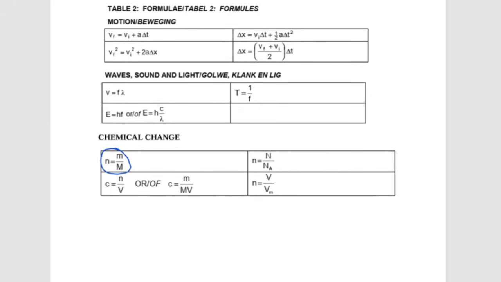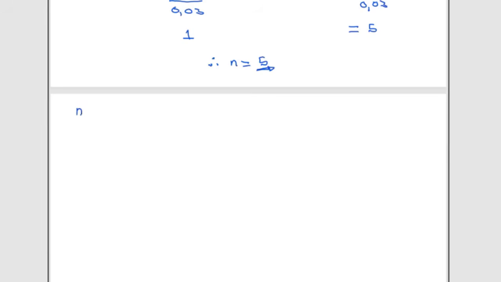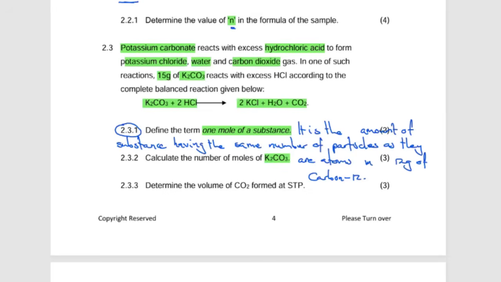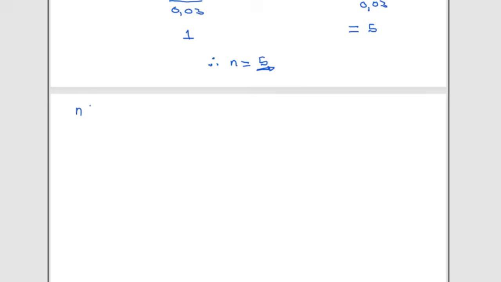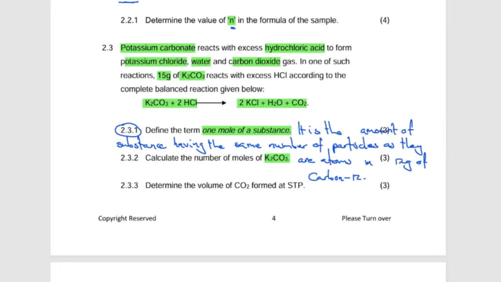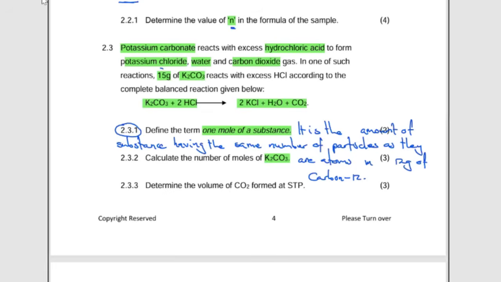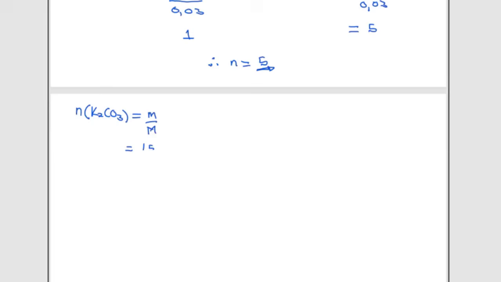Therefore, I'm going to say my number of moles, of what? We're looking for the number of moles of K2CO3. Therefore, the number of moles of K2CO3 is equivalent to the mass all over the molar mass, right? The mass that is given here is 15 grams of K2CO3, therefore I'm going to say 15. So it's going to be 15 all over the molar mass, right?